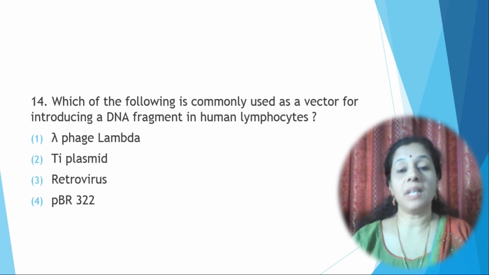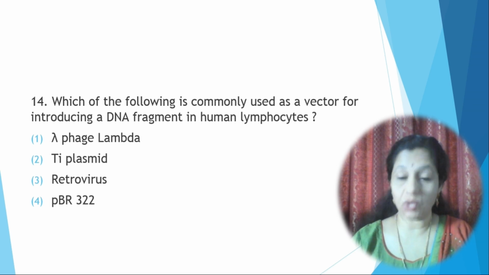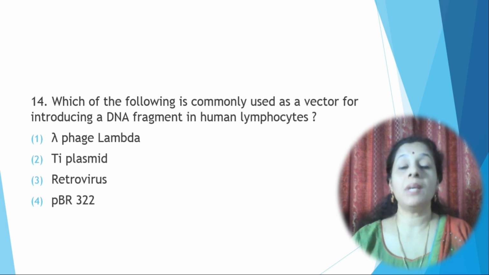Which of the following is commonly used as a vector for introducing a DNA fragment in human lymphocyte? Whenever we want to transfer a gene of interest to animals or exclusively to human beings, we use retroviruses, disarmed pathogen. So here answer is 3, retrovirus.